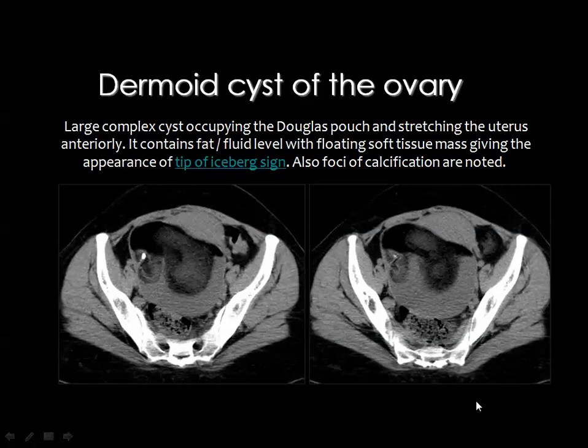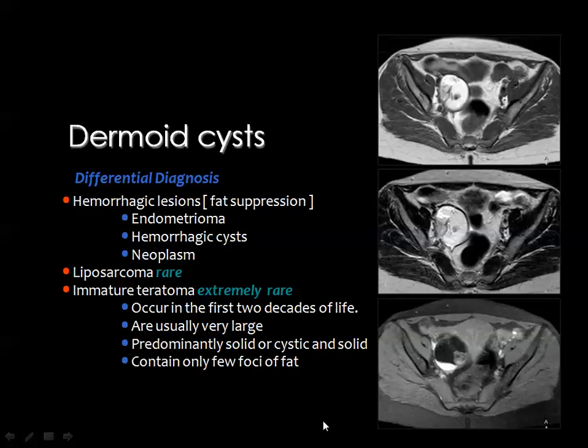And this is an example of an ovarian dermoid cyst containing the three elements, the fluid and the fat and the calcium as well. The ovarian dermoid cyst should be differentiated from hemorrhagic ovarian cyst by the fat suppression. The hemorrhagic cyst will not be suppressed in the fat suppressed images. It should be also differentiated from ovarian liposarcoma, which is very rare, or immature teratoma, which is considered extremely rare.